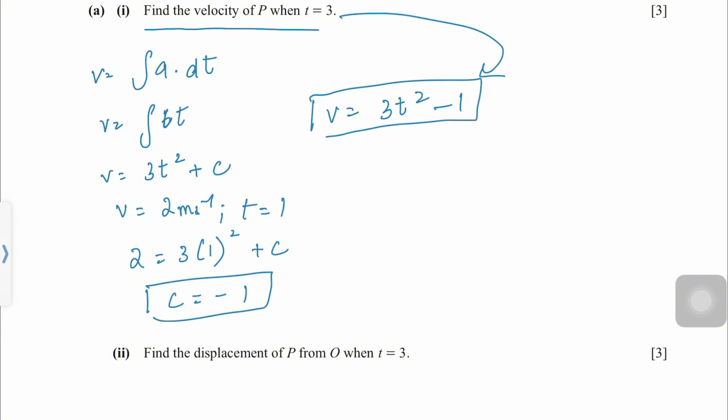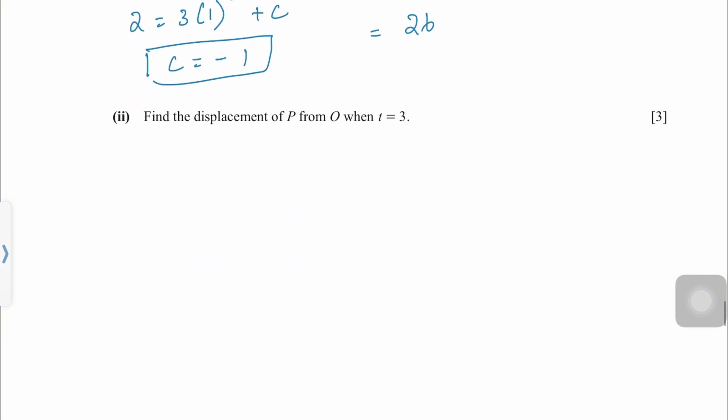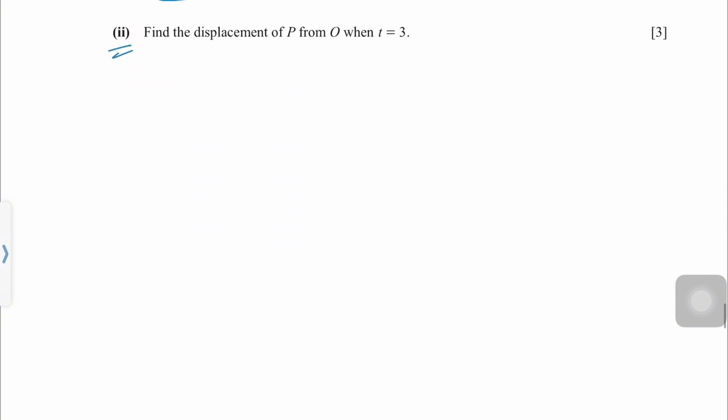Now we need the velocity at t is equals to 3. So t is equals to 3 would be velocity is equals to 3 into 3 squared minus 1. So this would be 27 minus 1 and this would be 26. Moving on to part 2.